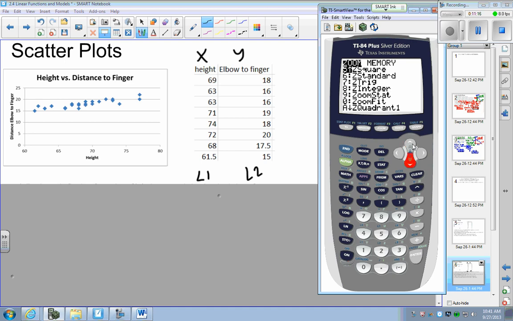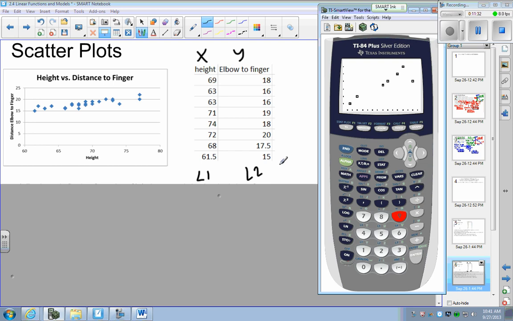zoom 9, if this thing would ever stop. Okay, zoom 9 is zoom stat. So if you just literally hit zoom 9, it'll plot them for you. Okay, so you can kind of see the different relations between them.